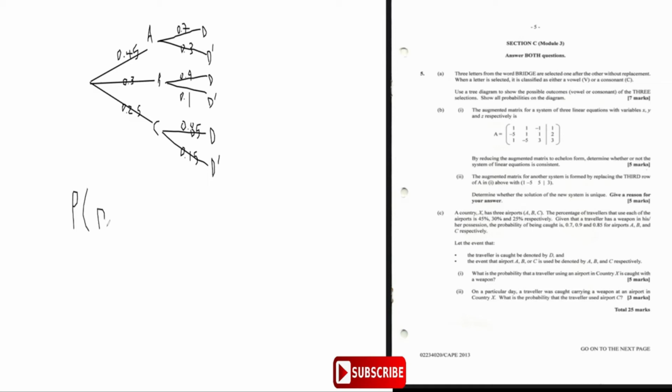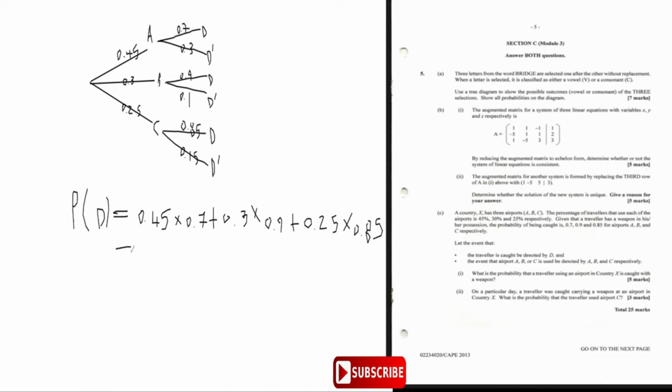The probability of you being caught with the weapon is equal to the probability of you getting caught at airport A, which is 0.45 times 0.7, the probability of A times the probability of getting caught at airport A, plus the probability of you using airport B and getting caught at B, which is 0.3 times 0.9, plus the probability of you getting caught at C, given that you went to airport C, which is 0.25 times 0.85. That's the probability of you getting caught.